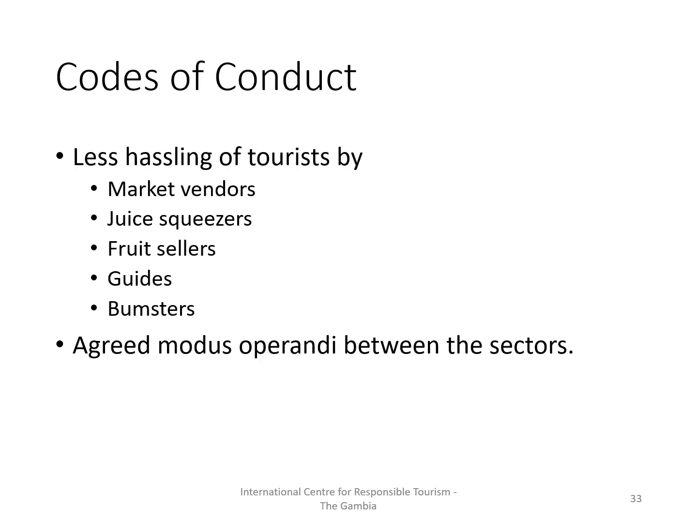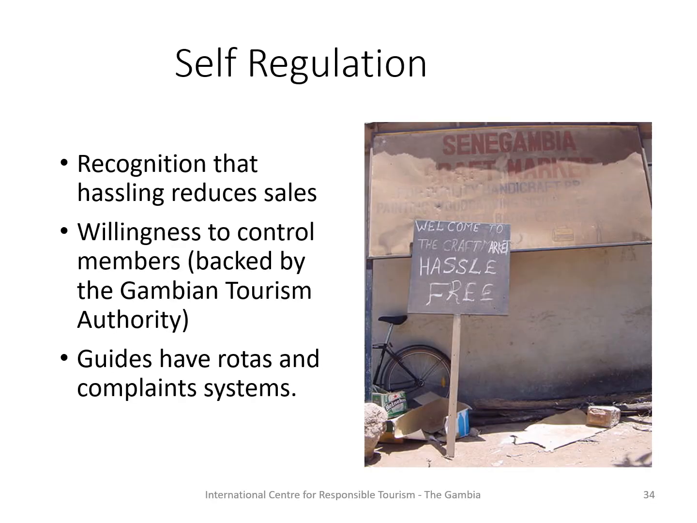So, a code of conduct was agreed between the members of each of the sectors, and they're listed there, but also agreements about the way one group of SMME providers would interact with the others to try and reduce the level of hassling of tourists, but also the levels of conflict between the different groups of SMMEs. Self-regulation was critical to the whole thing. There you can see what the members of the Senegambia craft market did to invite tourists and to make the declaration that their visit would be hassle-free.